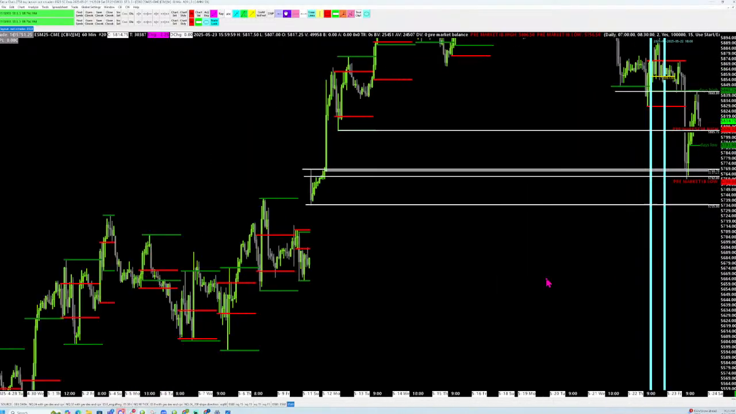The prime location for me would have been a close below 57.35, and we didn't get that. It was just a bridge too far. Okay, so that's how I would have had to figure that out.